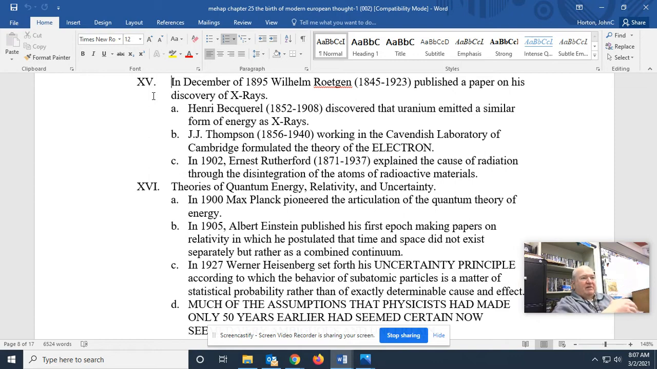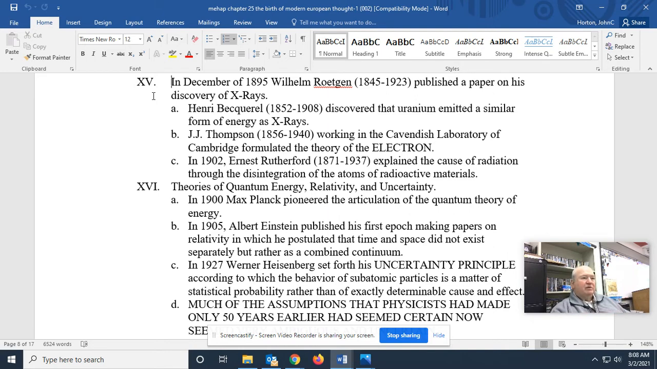In December of 1895, William Röntgen published a paper on his discovery of X-rays. Now, what is phenomenal about all these discoveries, including Einstein's theory of relativity and the uncertainty principle, is that these guys who came up with these things didn't really have any fancy equipment. No electron microscopes or anything of that nature. Much of what they did, they worked out in their head.